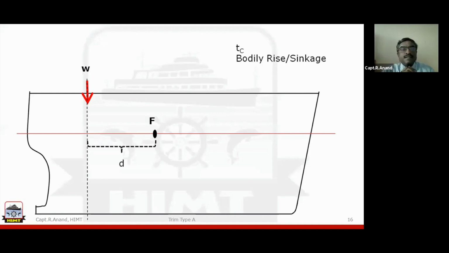Instead of loading, if I discharge the same weight, the trimming moment would be by head. So is this concept clear? How the trim is going to change? I'm using this word change because this is going to happen because of this weight loaded or discharged, irrespective of how much was the earlier trim. So this is going to just give you the change from the present condition.